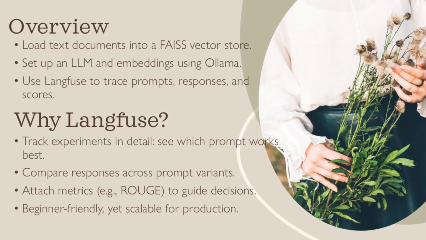Let's jump in. Before we get into the code, let me give you a quick overview. We are going to do three main things: load some text documents into a FAISS vector store, set up the LLM and embedding using Ollama, and use Langfuse to trace our prompts, responses, and scores. Langfuse is amazing because it lets you track your experiments in detail. You can see which prompt worked best, compare responses, and even attach scores to guide your decisions. For someone just starting out, this is super helpful.